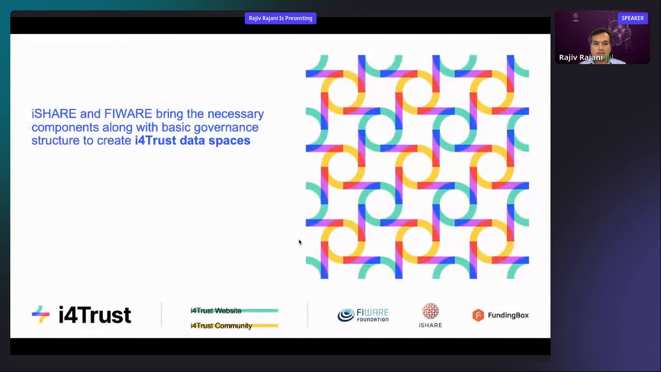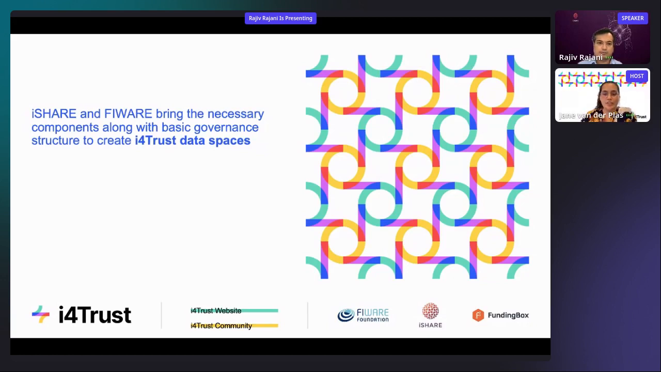That was about iShare. I guess we can take a short, quick break before continuing. Here I will explain how iShare and Fiware bring the necessary components in iForTrust data spaces. I already introduced you to the data space concepts, but I also want to explain how it all fits in the iForTrust context, right? But we can take a short break of 10 minutes and reconvene at 12 o'clock.